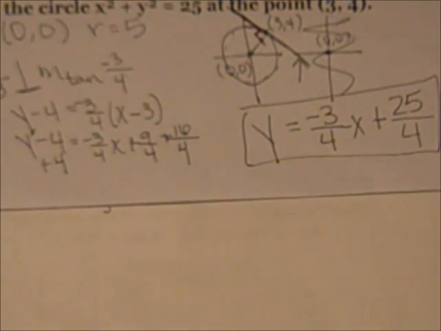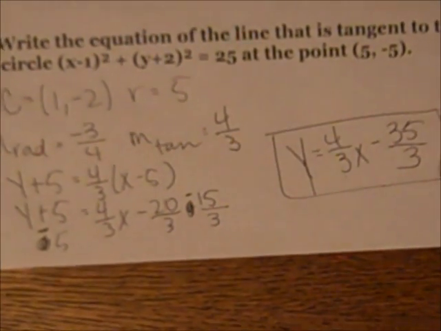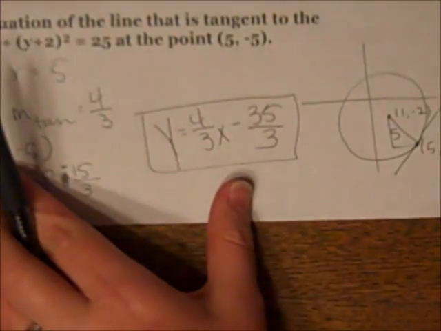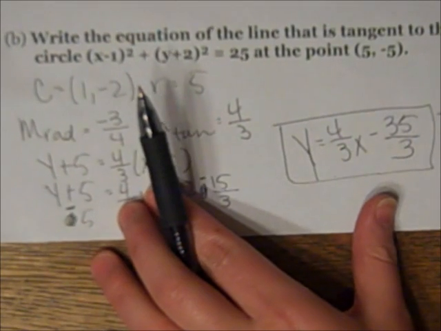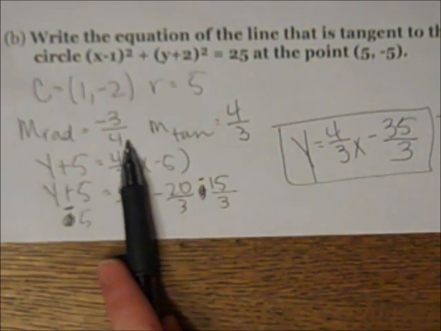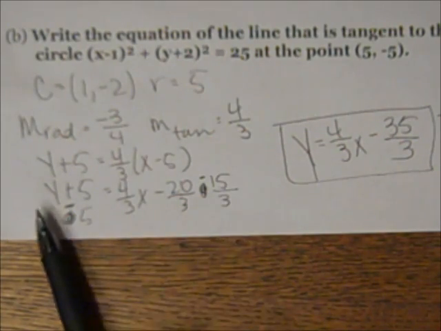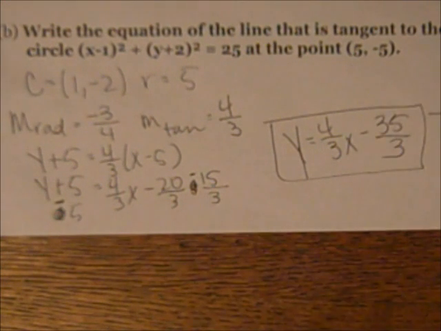Okay, do B. Same story. My center is at (1, -2). Here's my sketch over here. It's going through the point (5, 5). The slope of my radius is negative 3/4, so the tangent is 4/3. Point slope form, solve it out. y equals 4/3 x minus 35 over 3.